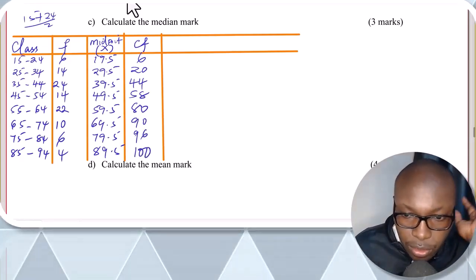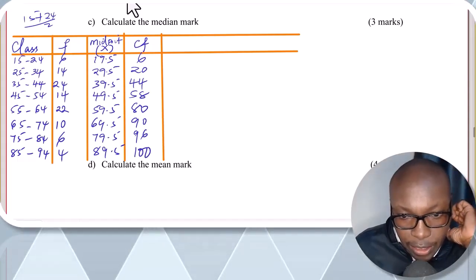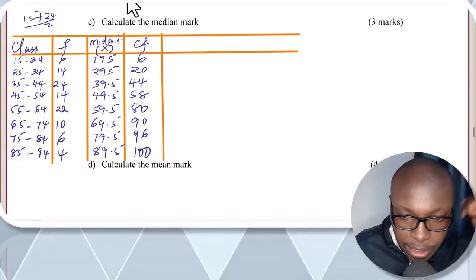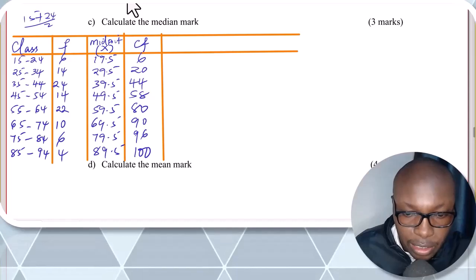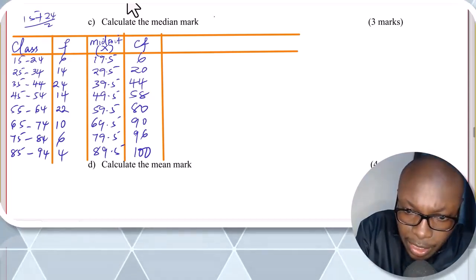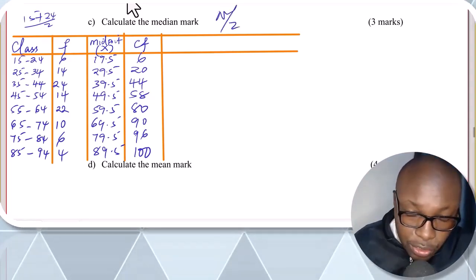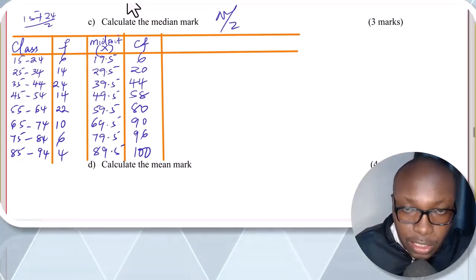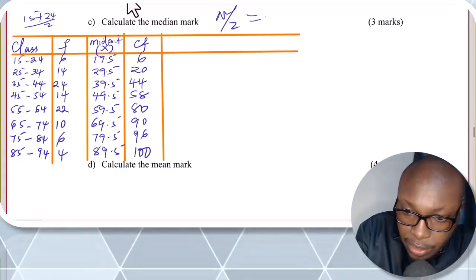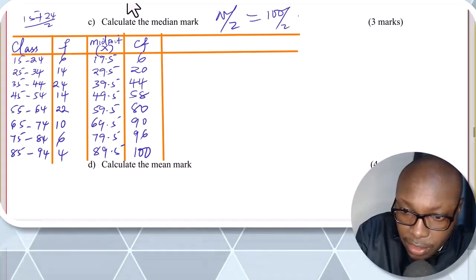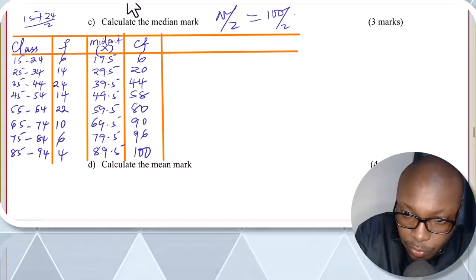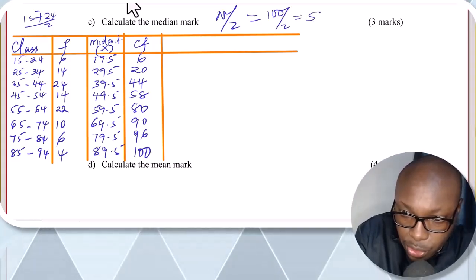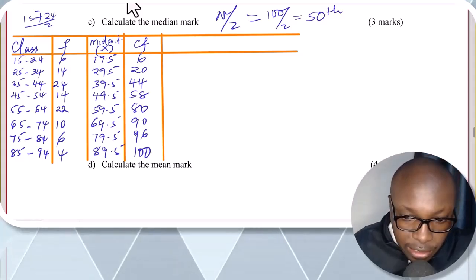Now, this one will help us to get the median mark. How does it help us? It will help us to identify the median class. So remember, the position of the median class will be given by n divided by 2, where n is the total frequency. So n, which is 100, you divide by 2, you get the position. So the position will be the 50th student.